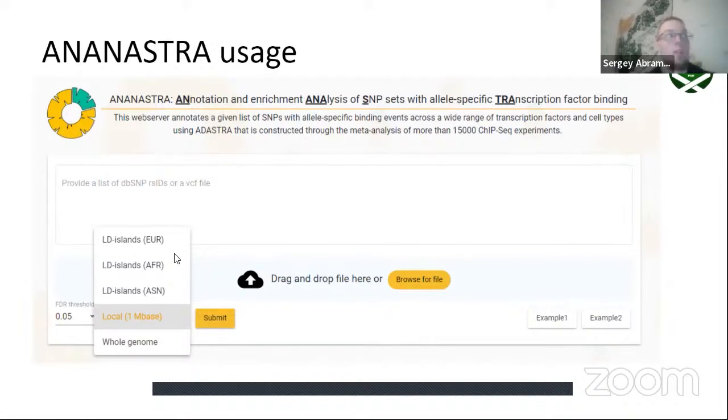when you perform the enrichment analysis, you want to perform it against a proper background. So there are several options predefined already in Ananastra. You can use local, which means that you take all the variants within one megabase around each of the provided ones. Whole genome means that you take all the variants available in the database and compare with them. And LD islands, the variants that are located in linkage disequilibrium islands for three populations.